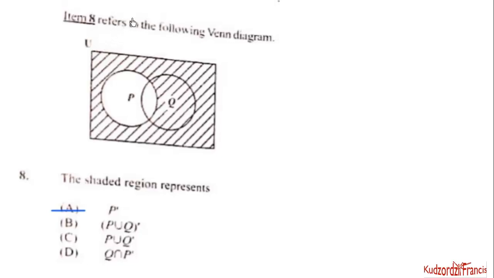Then we have this. We are familiar with this question already. So the shaded region is P prime. This region is P prime. So the correct answer is A. So if you ignore this, you see that the remaining region is P prime.